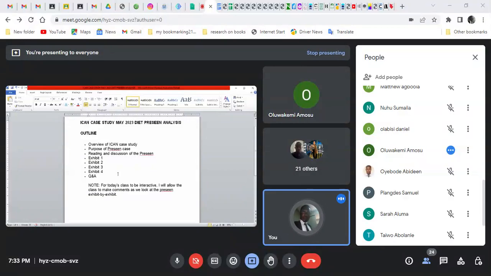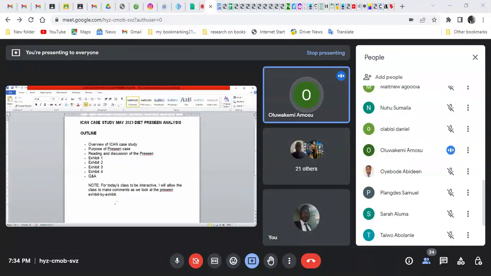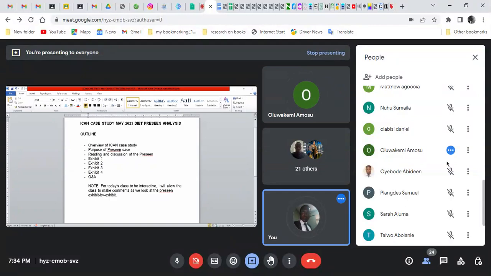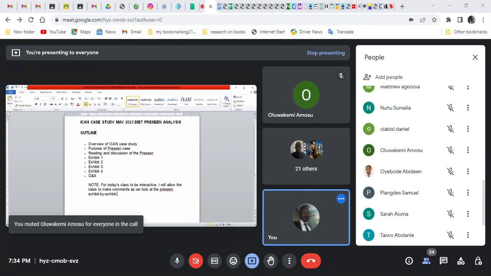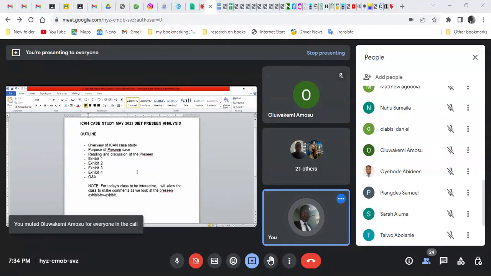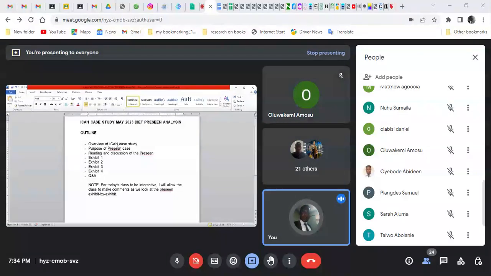So for you to understand the present very well, that is why we allow the class to make contributions on each of the exhibits. I will allow you to make contributions so that when everyone is contributing, we have a wider angle to the case, to each of the exhibits, and that is how the class will go. Okay, so we can start now.